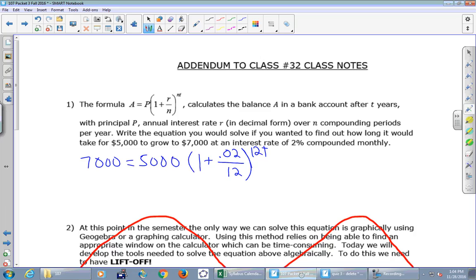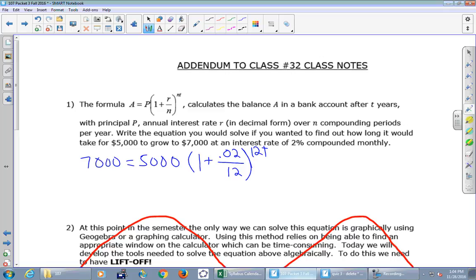Okay, then let's take a look at this one-page handout from your tables. So hopefully this is the equation that you guys came up with. 7,000 equals 5,000 times 1 plus 0.02 over 12, all raised to the 12t. If we could somehow find the value of t that makes this equation true, we will know how long it takes for $5,000 to grow to $7,000 when we have 2% interest compounded monthly.